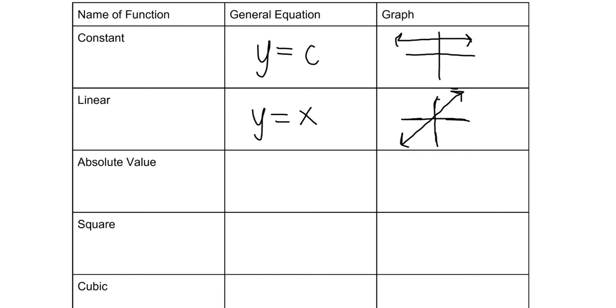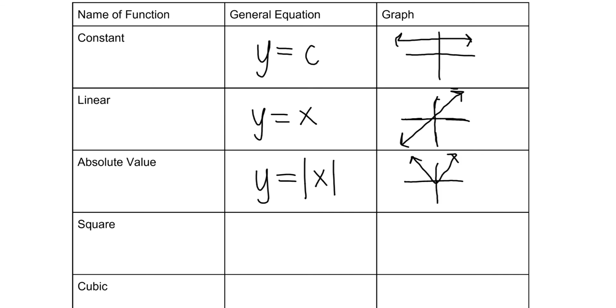Next, we have the absolute value equation. Its general equation is y equals absolute value of x. The absolute value equation is just a V-shaped graph going through the origin.